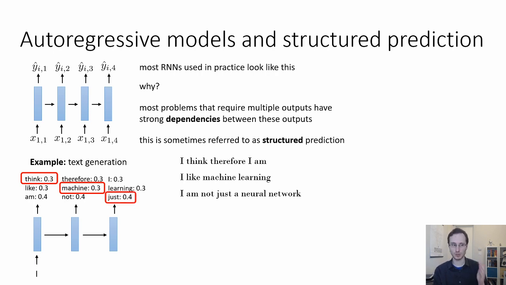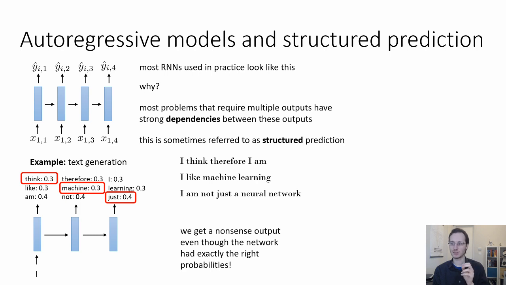So now your network is doing everything correctly. Your network actually learned the distribution over these 3 sentences, but the completion you got is, I think machine just. So your generation makes no sense, even though the network actually did a great job of learning this distribution.